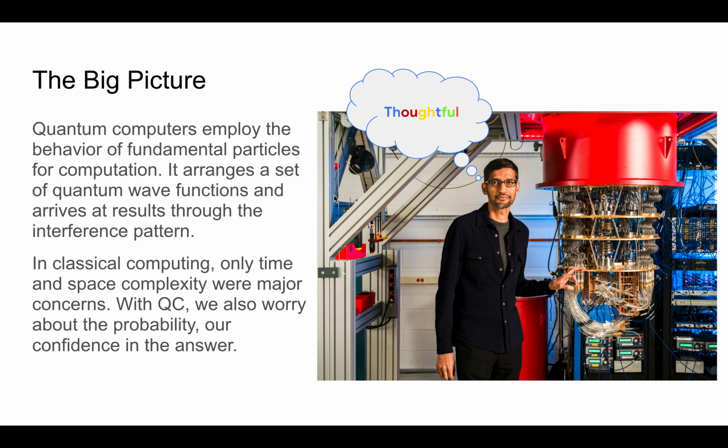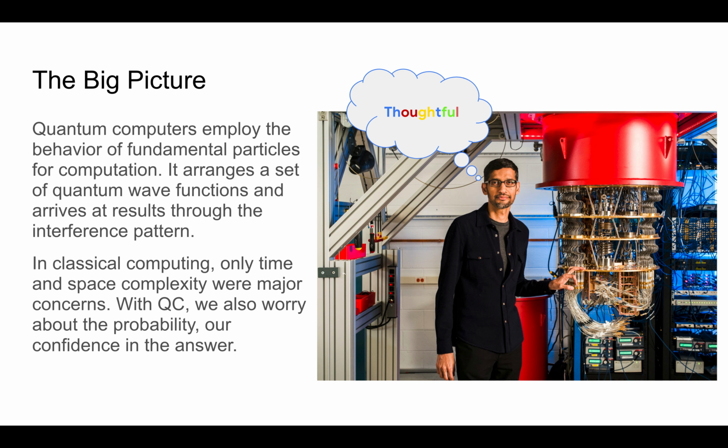So now to the big picture. Quantum computers employ the behavior of fundamental particles for computation. It arranges a set of quantum wave functions and arrives at results through the interference pattern. As I said, quantum circuits are like matrix operations, but the way to physically think of it is that it's like an interference of waves.